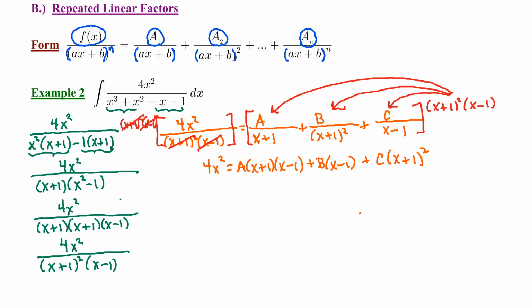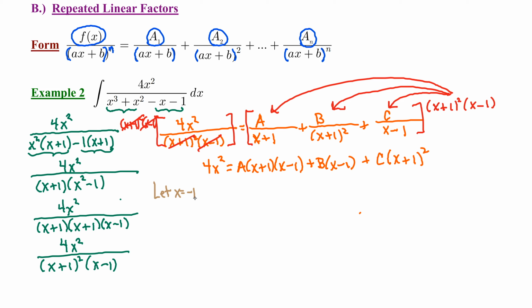Making use of the fact that we're dealing with an identity equation, we should be able to choose any value for x and still have a true equation. So I'm going to choose convenient values for x. And by convenient values, I'm talking about the zeros of the factors that we see. So we'll start with x equals -1.